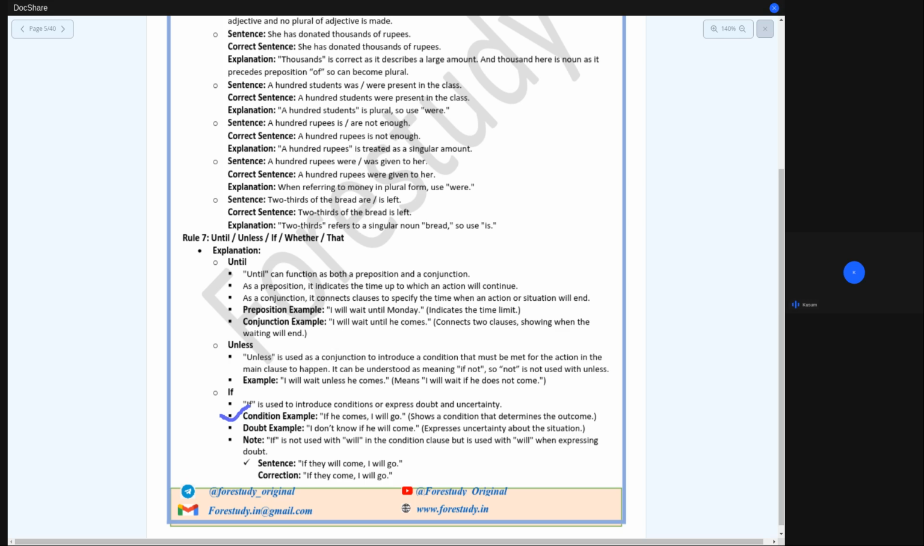If I don't know if he will come. So here, this is a doubt. I don't know if he will come. So this is when you're not sure about something, right? You will see that the if clause comes when you are expressing a doubt, not a condition for a future action. Here it is a doubt.